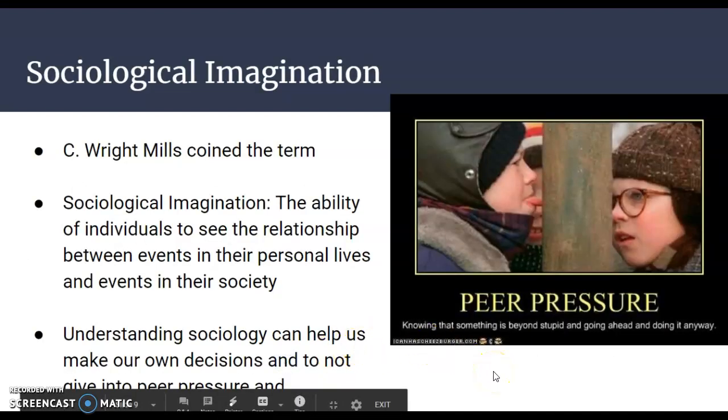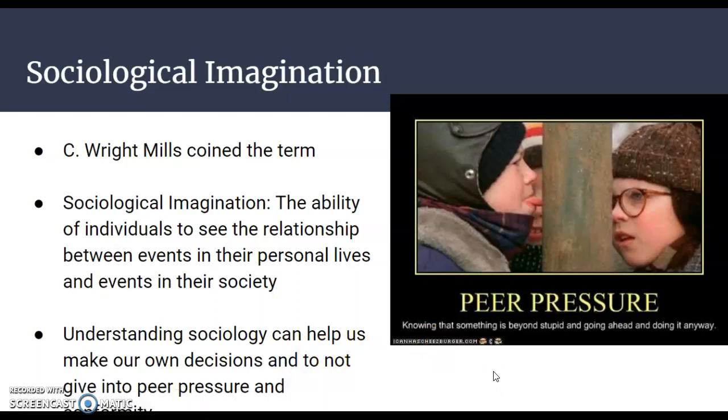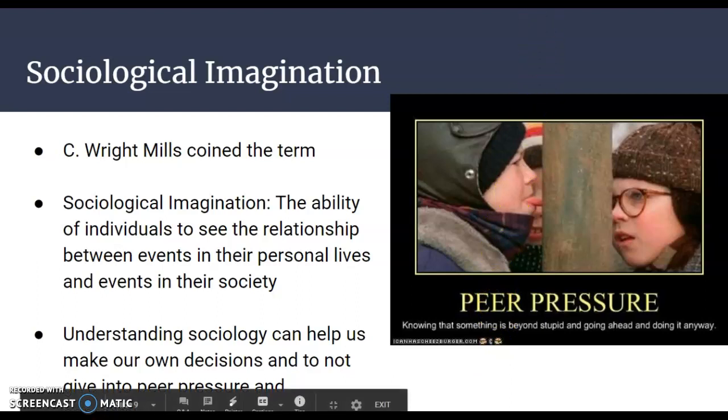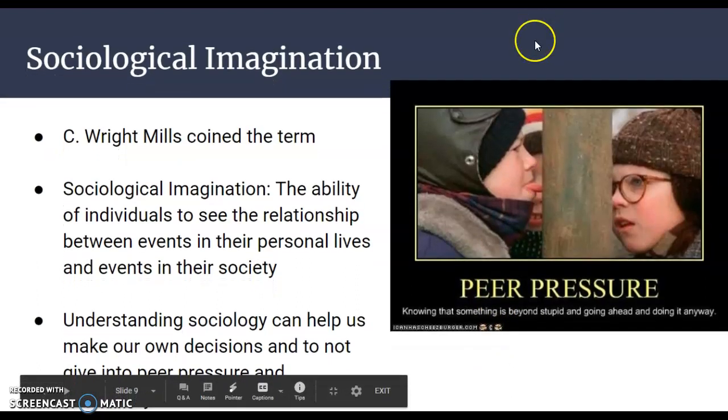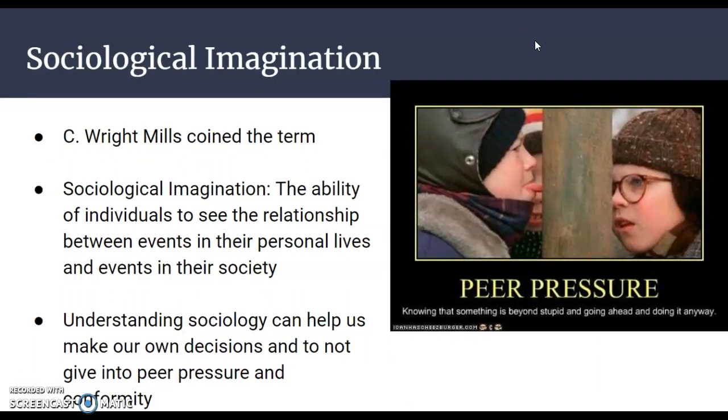Sociological imagination. C. Wright Mills coined this term, saying sociological imagination is the ability of individuals to see the relationship between events in their personal lives and the events of their society. This is the idea that you understand what's going on, and this is how you choose to address it. You can see yourself as part of the bigger picture and less as just an individual. Understanding sociology can help us make our own decisions and to not give in to peer pressure and conformity.